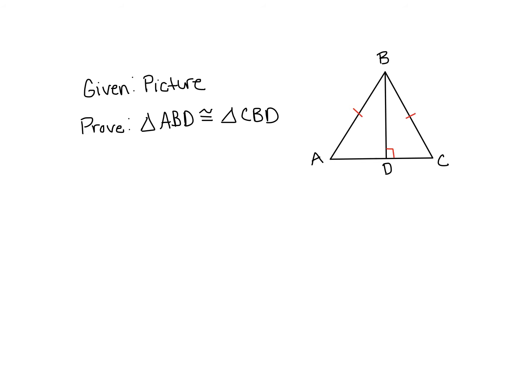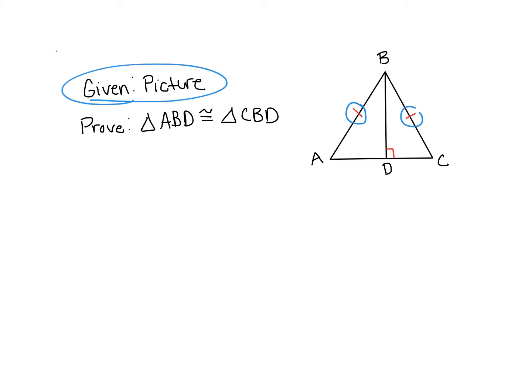Okay, the first one I want to start with is a proof just like this. The first thing we're going to do is look at our given. Our given says look at the picture. So I'm going to look for any type of marks. So I have these two congruent marks. So I need to say that those sides are congruent.